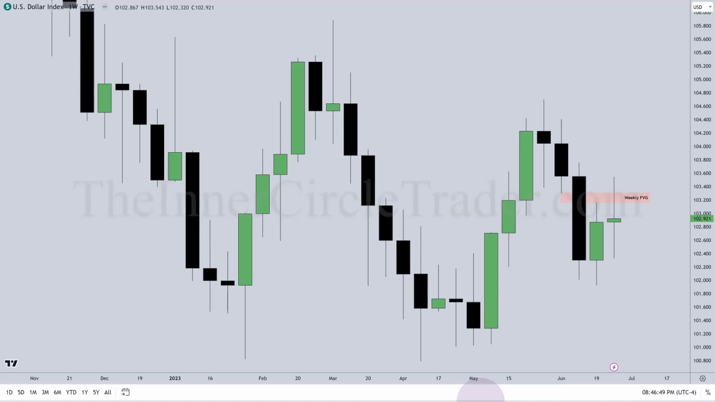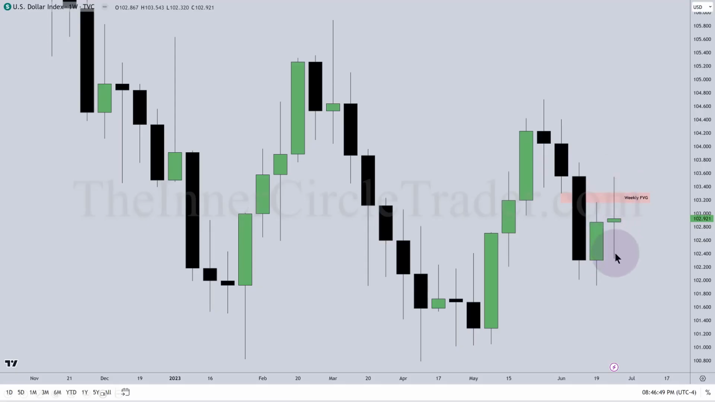So right away we're looking at the dollar index. This is a weekly chart. You can see the inefficiency here between this candle's low and this candle's high. We worked up inside of that and had pretty much an indecisive candle. So it was kind of a lackluster trading session for dollar last week.